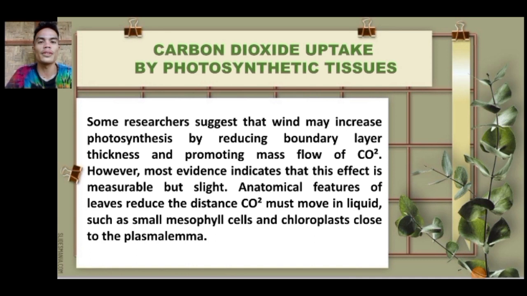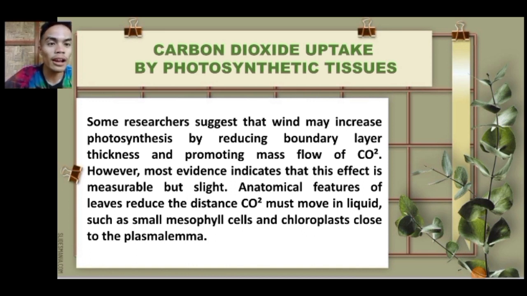Next, some researchers suggest that the wind may increase photosynthesis by reducing boundary layer thickness and promoting mass flow of CO2. It means certain researchers propose that wind could enhance photosynthesis by decreasing the thickness of the boundary layer and facilitating the mass flow of CO2. However, the predominant evidence suggests that while this effect is measurable, it is generally modest.